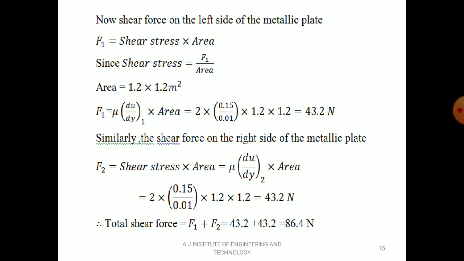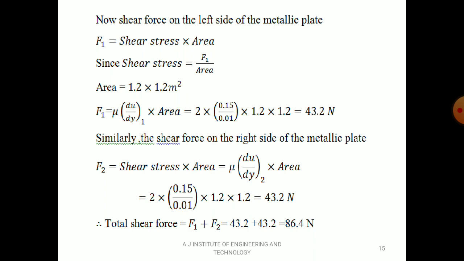Similarly, the shear force on the right side of the metallic plate, let me take it as F2. F2 equal to shear stress into area. That is equal to mu into du by dy at the right side, into area. So that is equal to 2 into 0.15 divided by 0.01 into 1.2 into 1.2, which is equal to 43.2 Newton, the same value as that of the left side. So F1 equal to F2. Therefore total shear force equal to F1 plus F2, that is 43.2 plus 43.2, right hand side force plus left hand side force, equal to 86.4 Newton. So there is the total shear force.